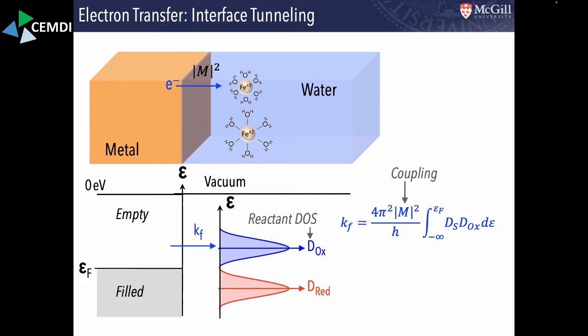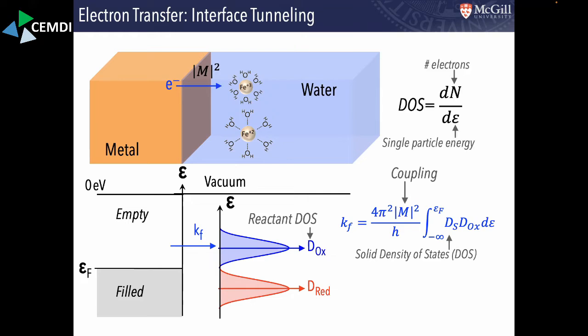And without deriving all of this, because it takes another 20 minutes, we have a density of states in the solid here, we have a density of states of the oxide species, and we get a corresponding tunneling rate from the quantum mechanical coupling between the wave function in the liquid and the wave function in the solid. And the density of states, if you're not familiar with it, just tells you the number of electrons that you have per electronic structure, or what's called in physics single particle energy.